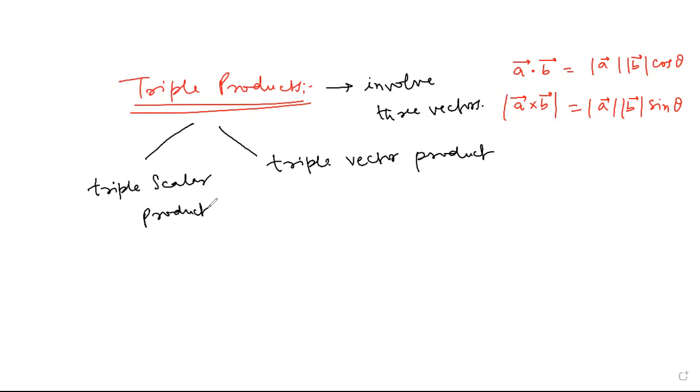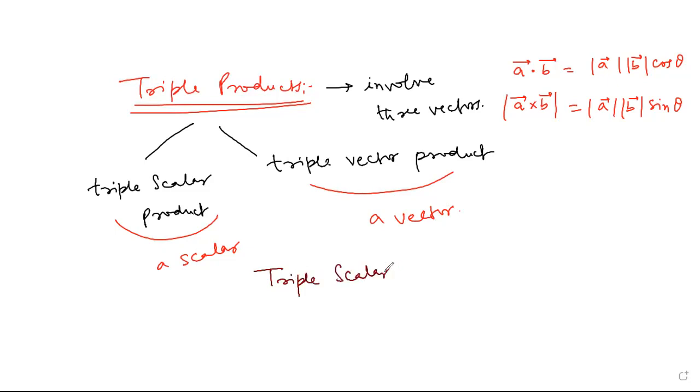As evident from the name, triple scalar product is called triple scalar product because the result is a scalar. As we will see, this is a scalar. And triple vector product is a vector. So we will take it one by one. Let us first discuss triple scalar product.